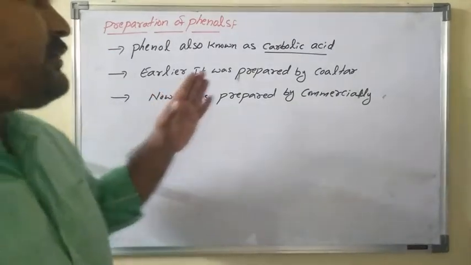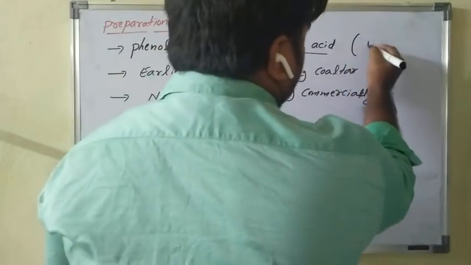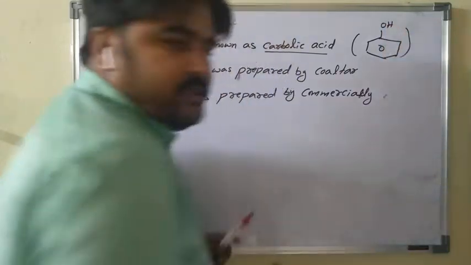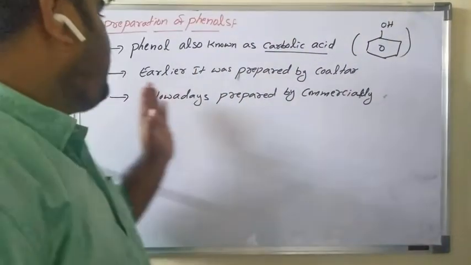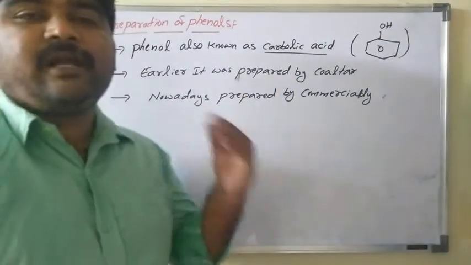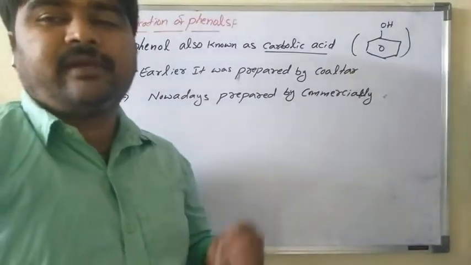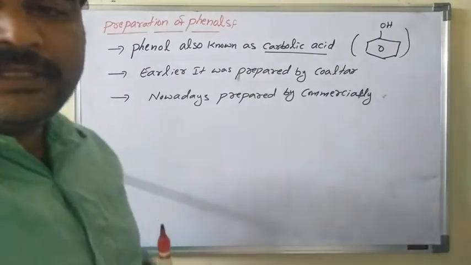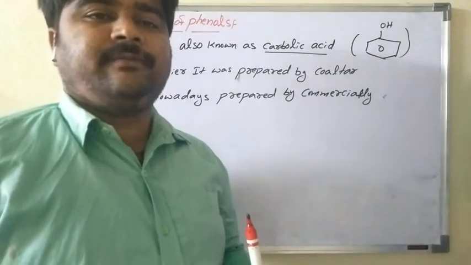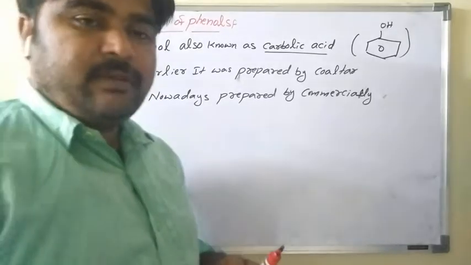So phenol is also known as carbolic acid. Earlier it was prepared from coal tar, and nowadays it is prepared commercially. Some synthetic laboratory preparation methods are there, and we'll discuss them one by one.